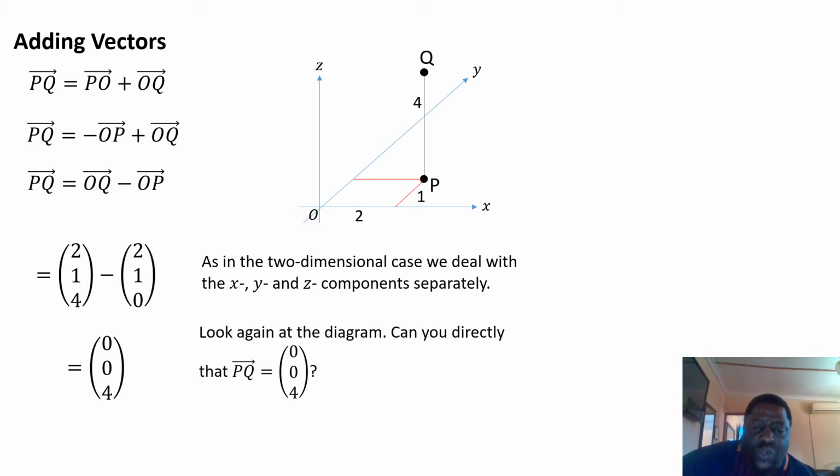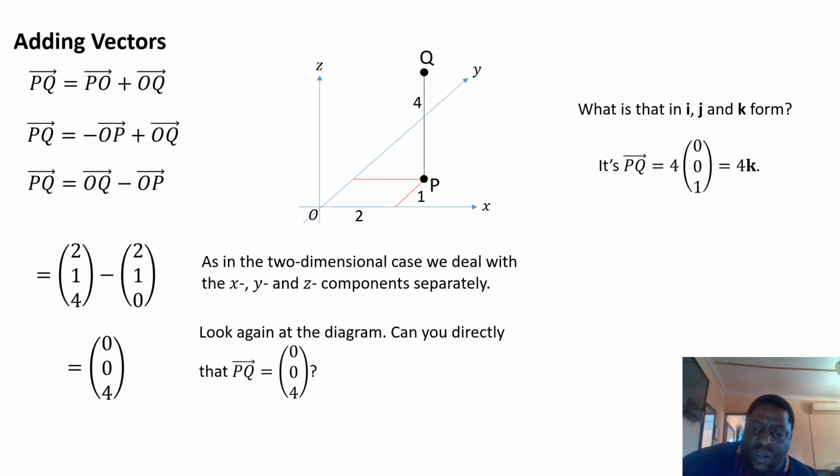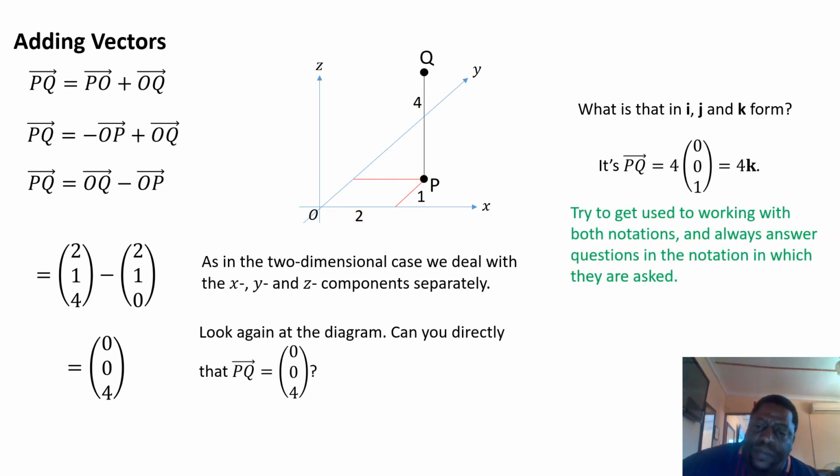So can you directly see that P to Q is equal to 0, 0, 4? Yes, you can see. Just look at that distance up there. What is that in i, j, and k form? Well, taking out that 4, because you know it's 0, 0, 1, multiplying that by 4. So it's just 4k. Okay, so you have to get used to working with both notations, and if you are asked in vector form or in column vector form, then you give your answer in column vector form. If you're asked to give your answer in unit vector form or base vectors, then you give your answers in base vector form. Like this case is 4k, and then you have to draw a little line under the k when you write it down.